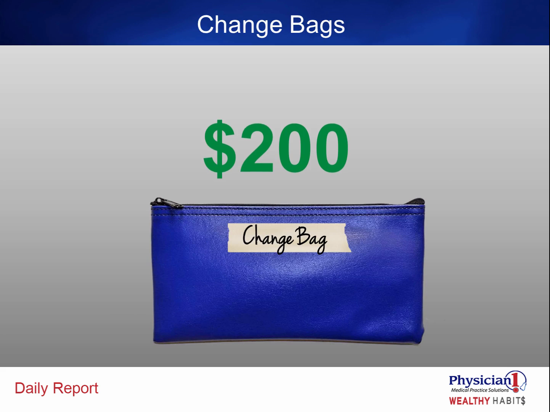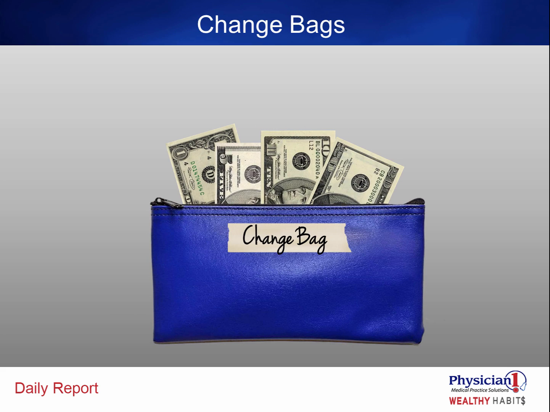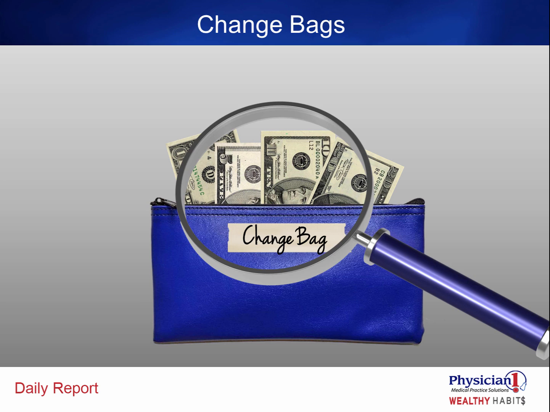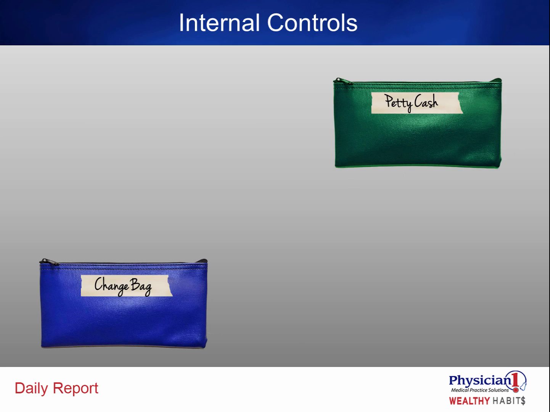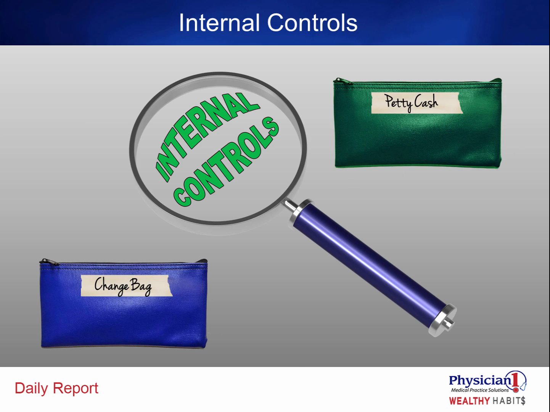If this does not balance, then the staff needs to investigate. Something was posted incorrectly, or perhaps the wrong change was given. Find out where the discrepancy is. By using this two-bag procedure, you are implementing another internal control.